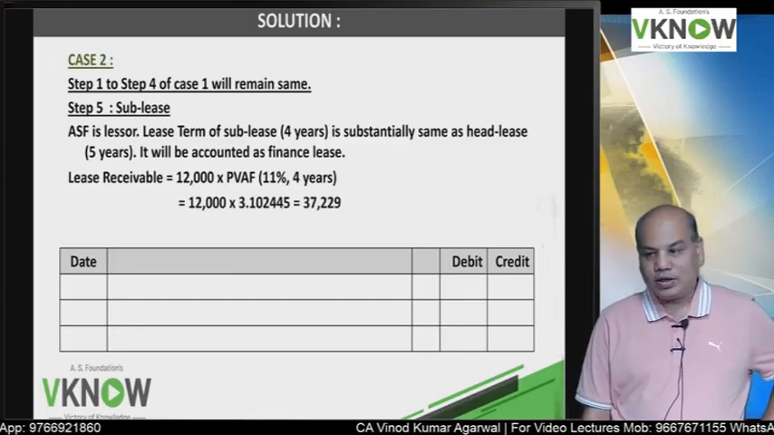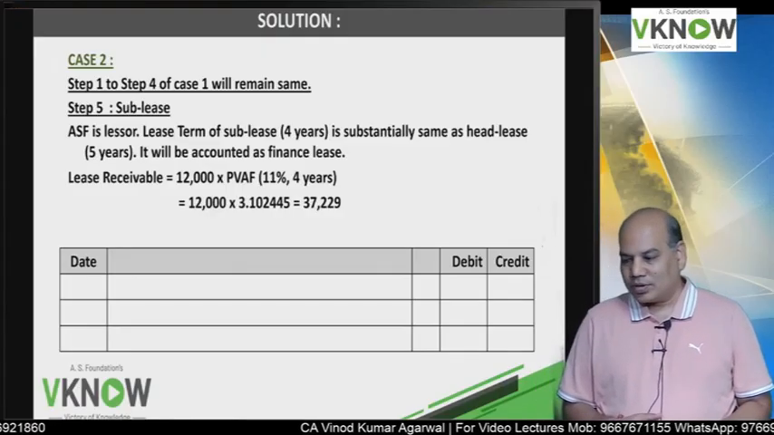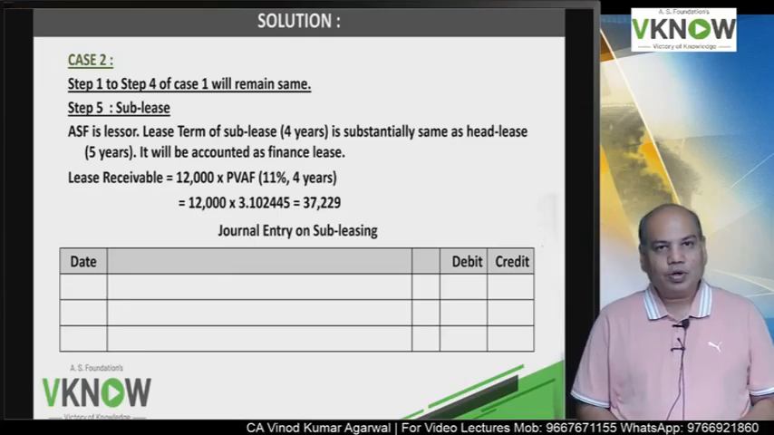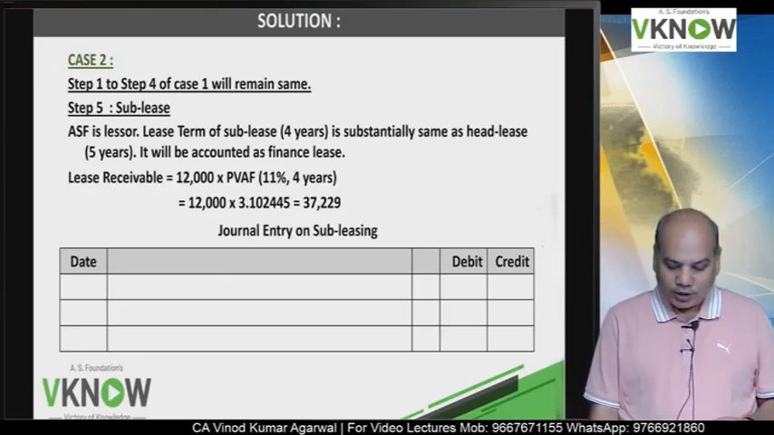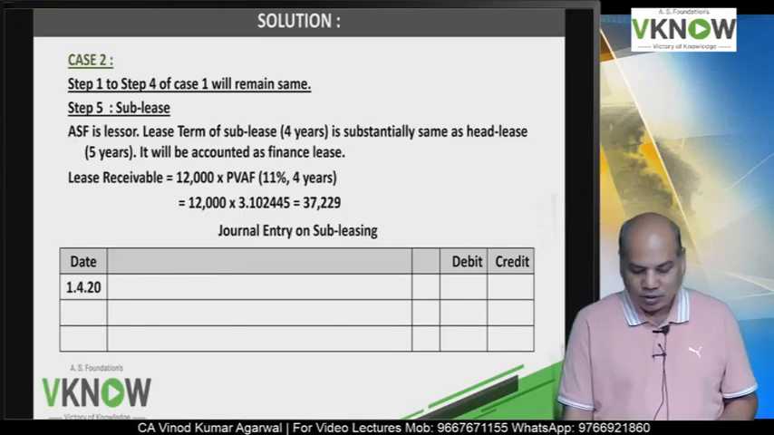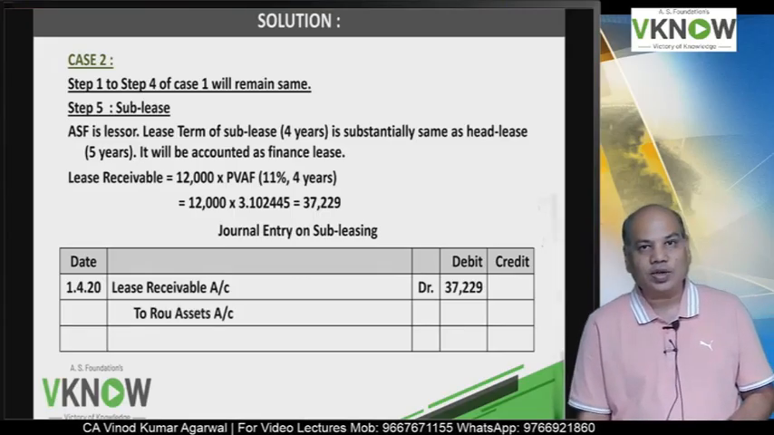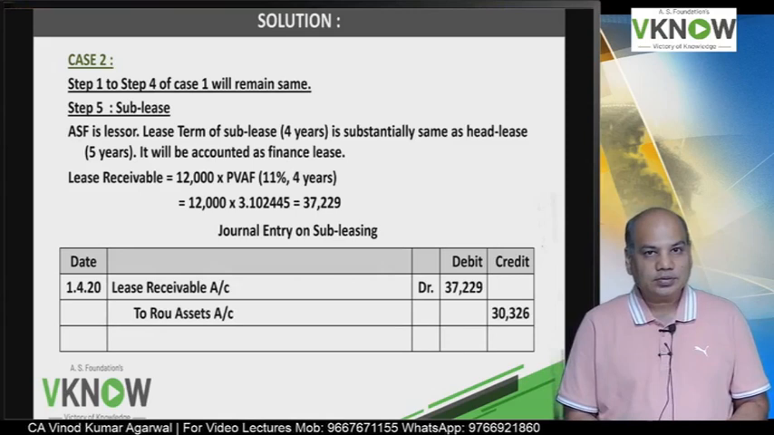A student has replied 37,229. Very good, amazing. 37,229 is the right answer. What entry are we going to pass now on 1/4/2020? We will bring the lease receivable into the books at 37,229. We are going to derecognize the ROU asset at book value 30,326, but there is a difference.